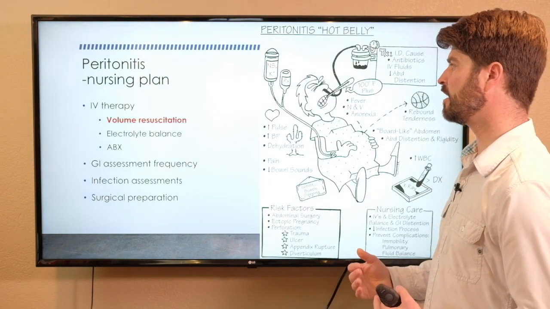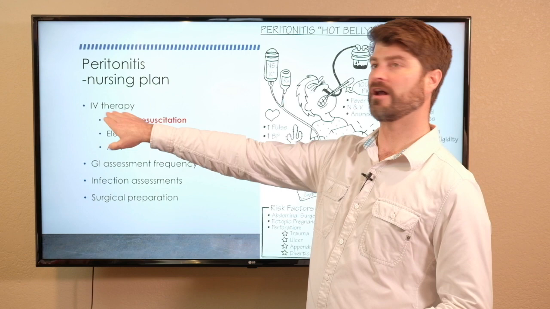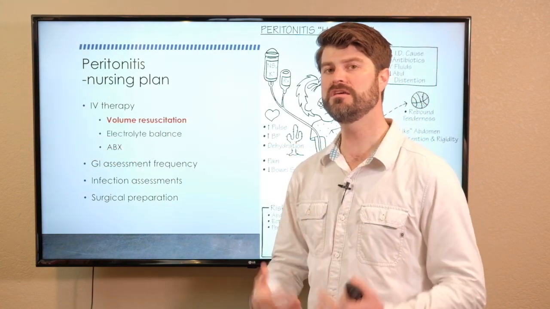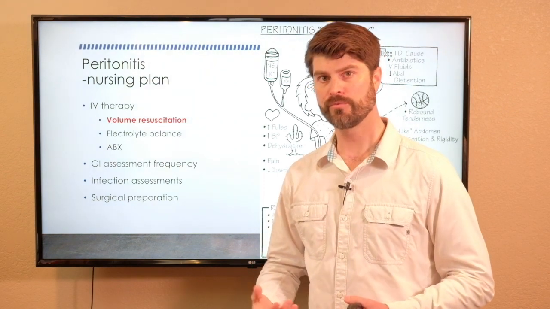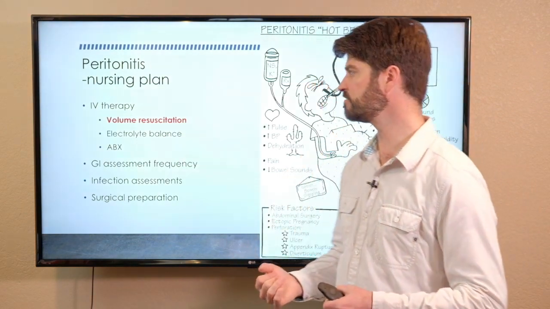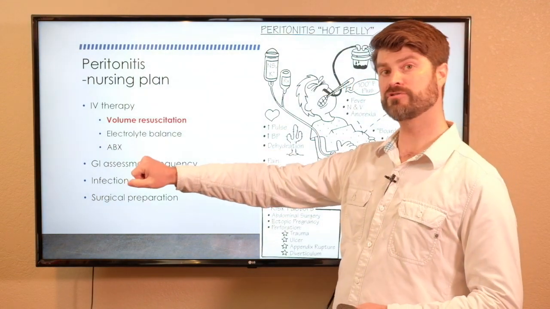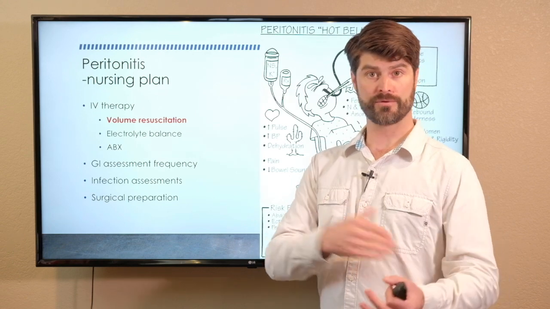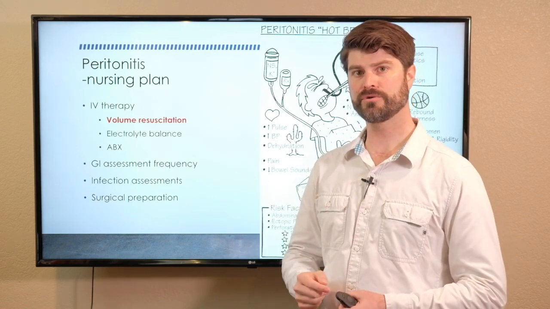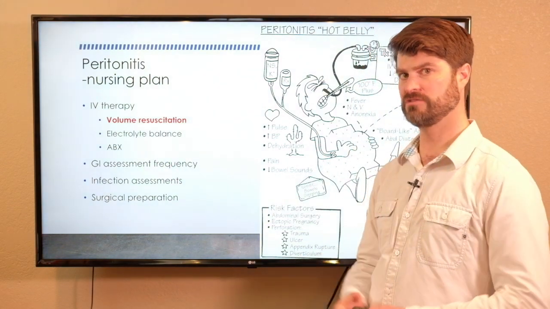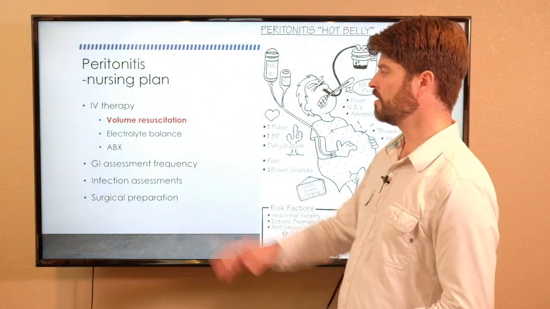Our nursing plan, we're going to be looking for that IV therapy, right? For that volume resuscitation to maintain hemodynamic stability. We do not want our patients becoming hypovolemic and going into shock because of that. We're going to monitor electrolytes and look out for antibiotics to either be instilled through an IV, so they're going to have a circulatory effect, a generalized effect, or direct infusion into the abdominal cavity.